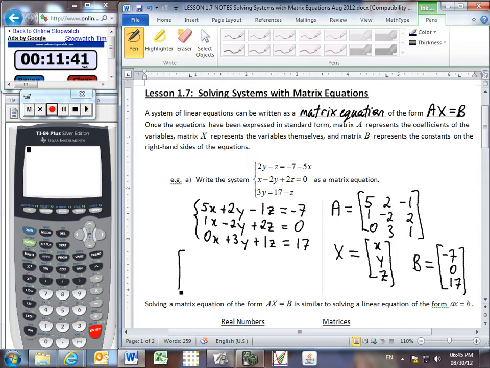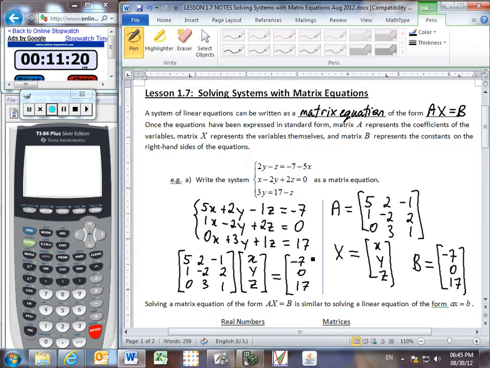I've got matrix A right here, 5, 2, negative 1, 1, negative 2, 2, 0, 3, 1, which is multiplying my matrix X, which are my 3 variables, X, Y, Z, and that will equal my right-hand side matrix B, negative 7, 0, 17. Now I'll show you why we can do this.